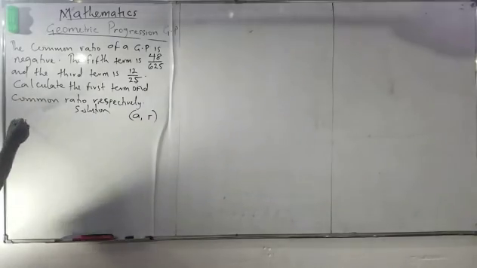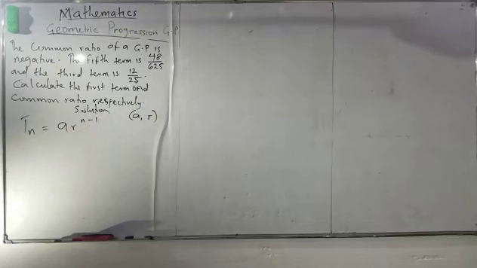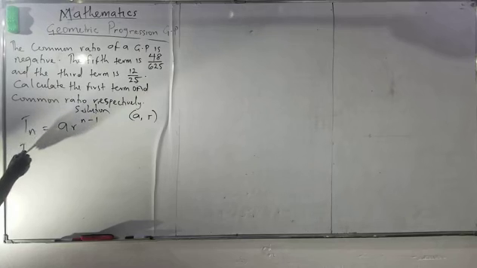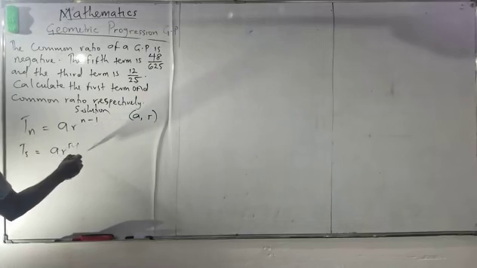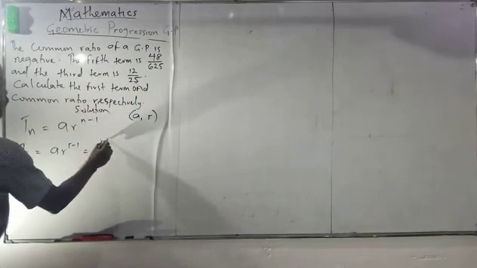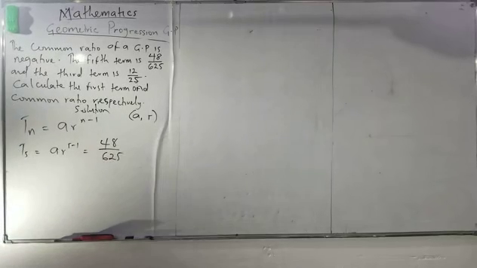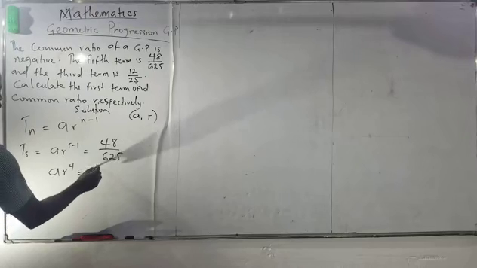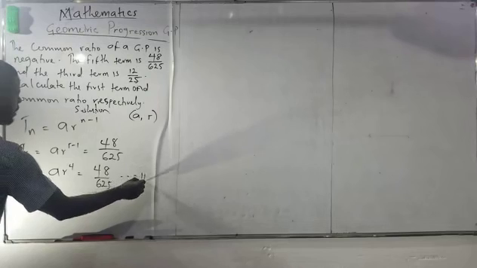I've told you that my T of N equals AR^(N-1) because there's nothing else attached to it. Since I know that, and I was told that my fifth term, T5, equals AR^(5-1) equals 48 over 625, that is going to be AR raised to power 4 equals 48 over 625. Equation 1.